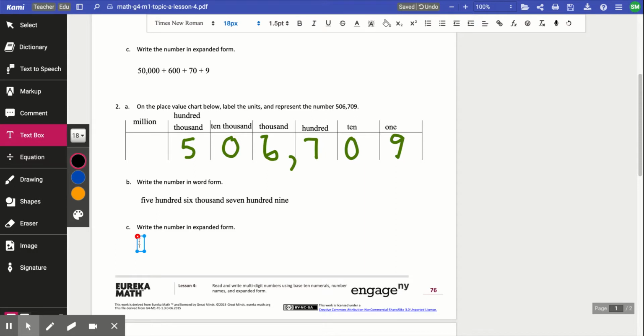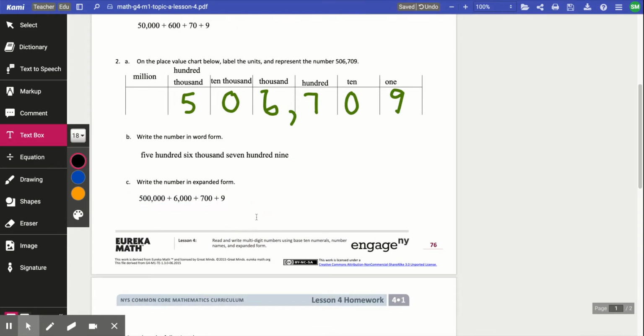To write this in expanded form, this is where we include the zeros. It would be 500,000 plus, I'm going to choose not to use the 0. You can if you'd like. That would be, the value of the digit is 6,000 plus 700 plus 9. 500,000 plus 6,000 plus 700 plus 9. I just double checked my work and it looks right.